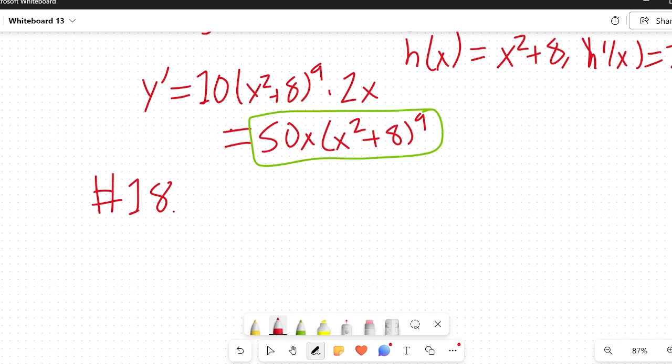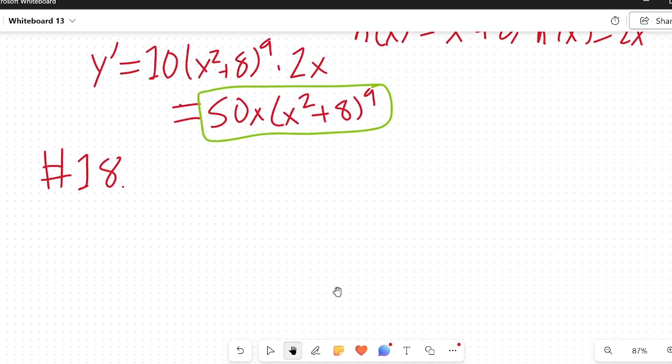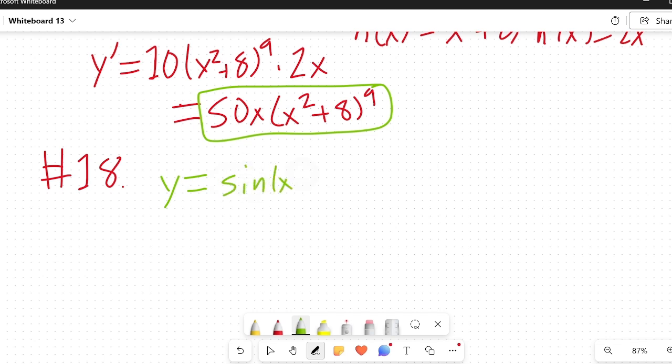But essentially, let's say that y is equal to sine of x multiplied by cosine of x. What is y prime? Normally what we would have to do here is use product rule in order to solve this.